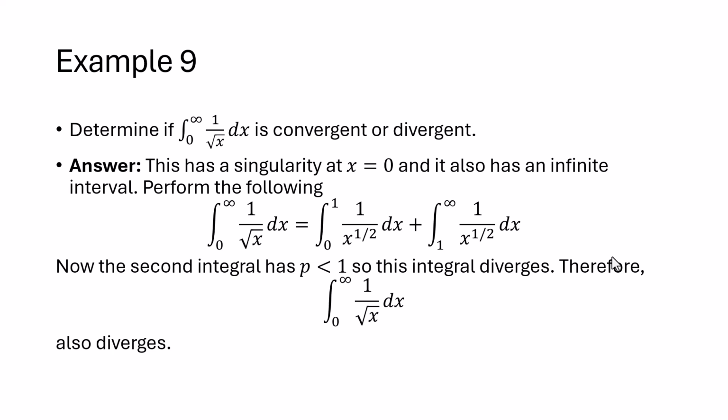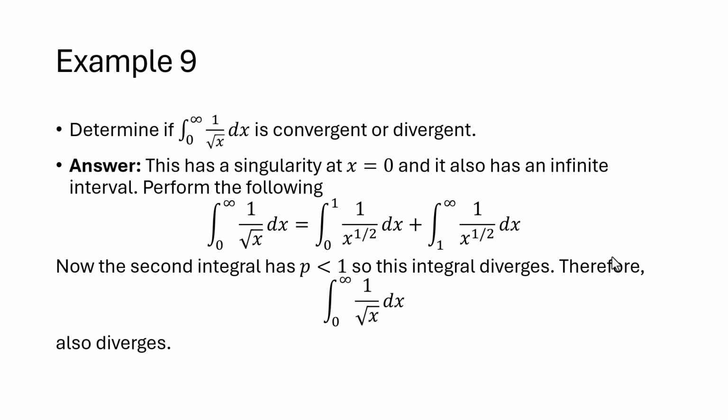So as an example, we're going to look at the integral from 0 to infinity of 1 over the square root of x dx. And we're going to determine if this is convergent or divergent. Now, this integral has a singularity at x equals 0, but it also has an infinite interval. So we're going to split this up. We're going to take the integral from 0 to infinity of 1 over the square root of x dx, and make this equal to the integral from 0 to 1 of 1 over the square root of x dx, plus the integral from 1 to infinity of 1 over the square root of x dx.